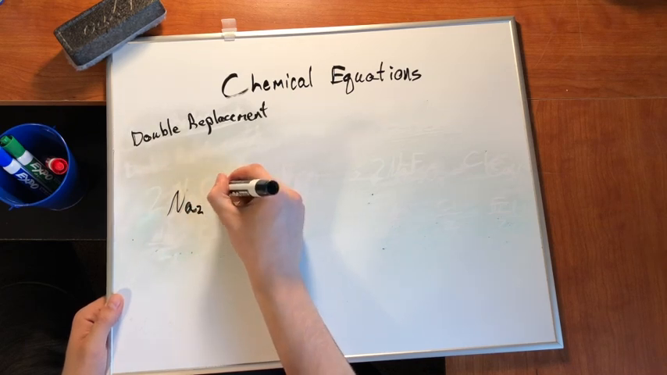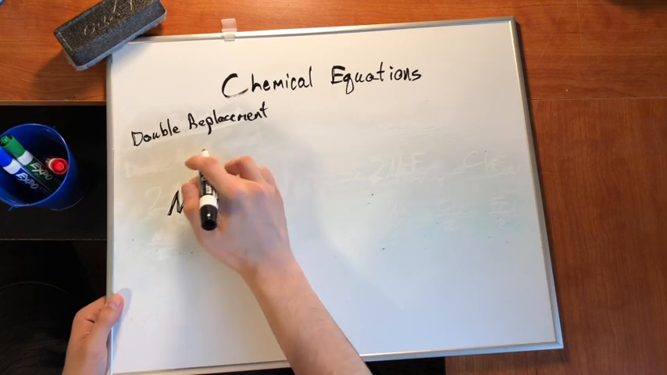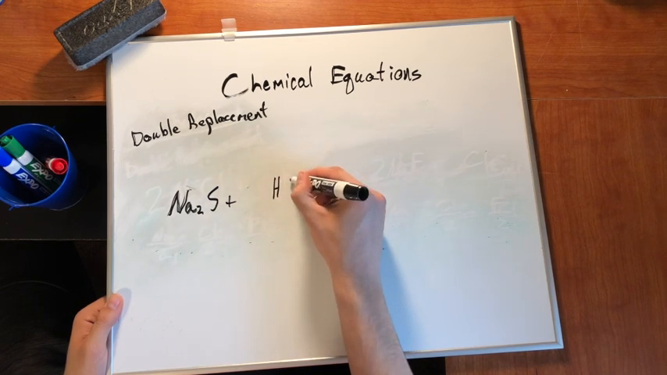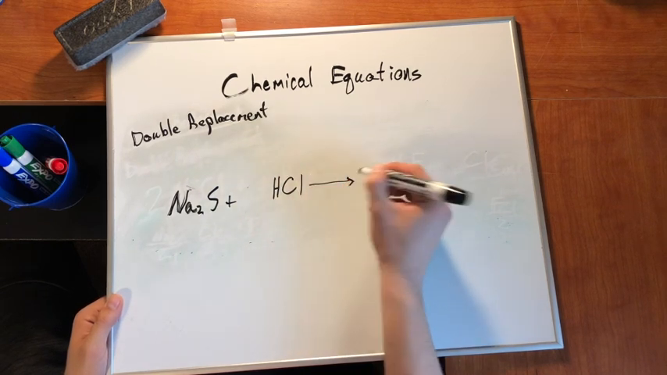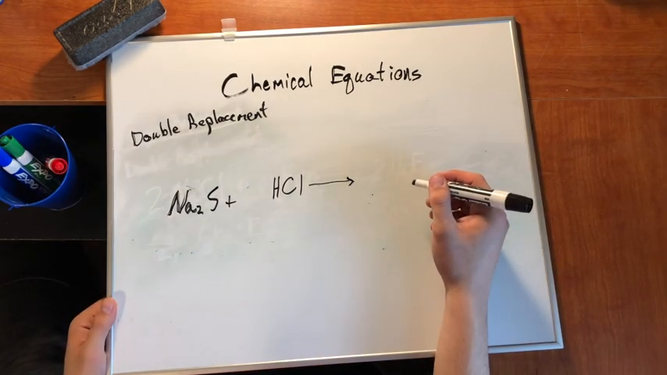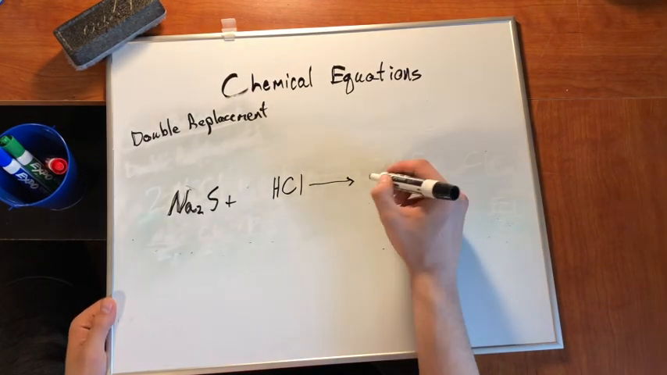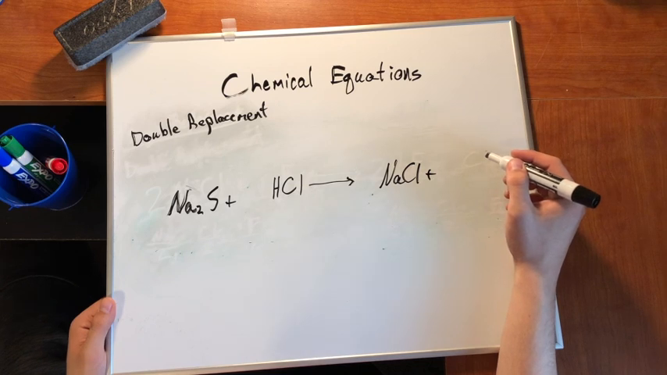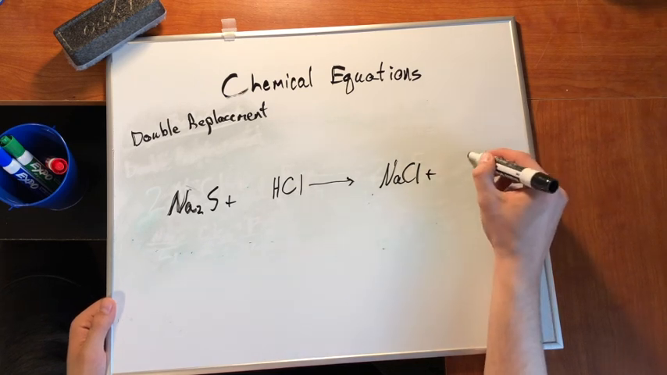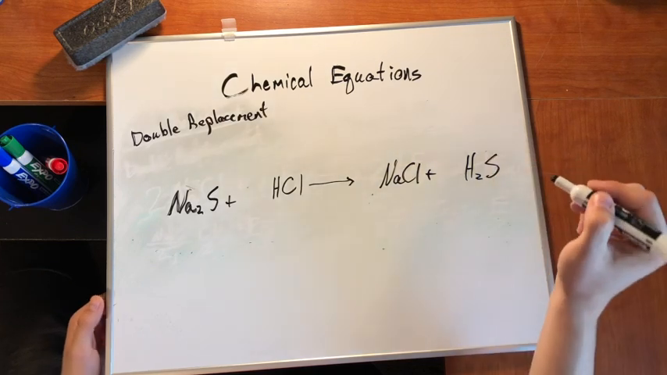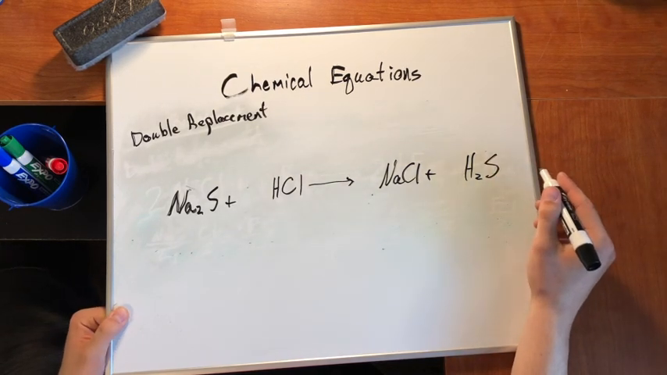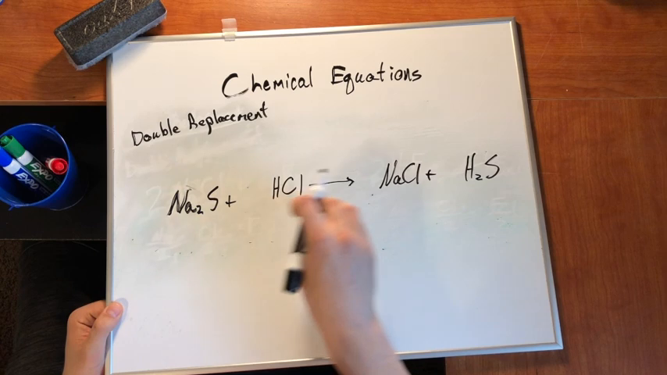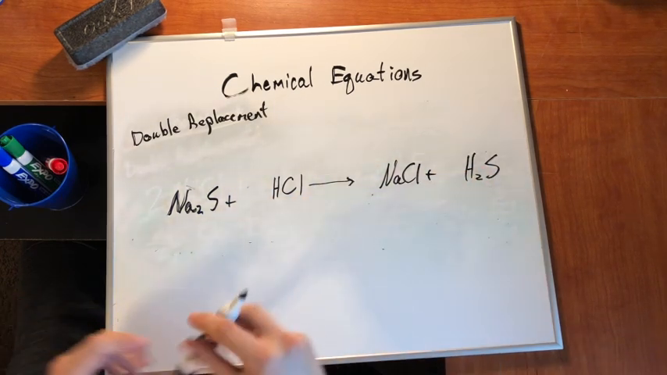sodium sulfide plus hydrochloric acid, HCl, is going to give us, I believe it's sodium chloride, I'm looking at my notes, sodium chloride plus H2S, dihydrogen monosulfide, that is. Okay, so here's our chemical equation. I've got my reactants, yields, my products, and now we want to make sure that it's balanced.